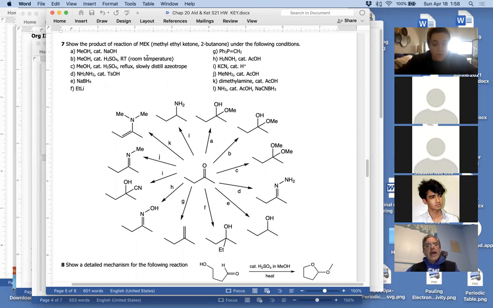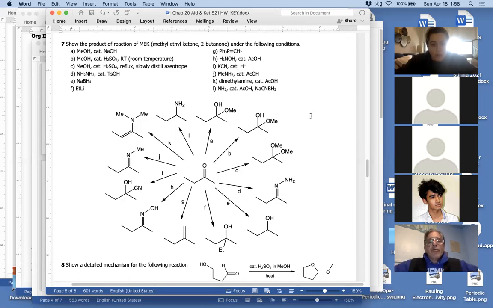Like we don't proceed. Yeah. I mean, what's intended here is you answer B and C as a pair of questions. Right. So when we distill the azeotrope is our ketone and hemiacetal mixture.